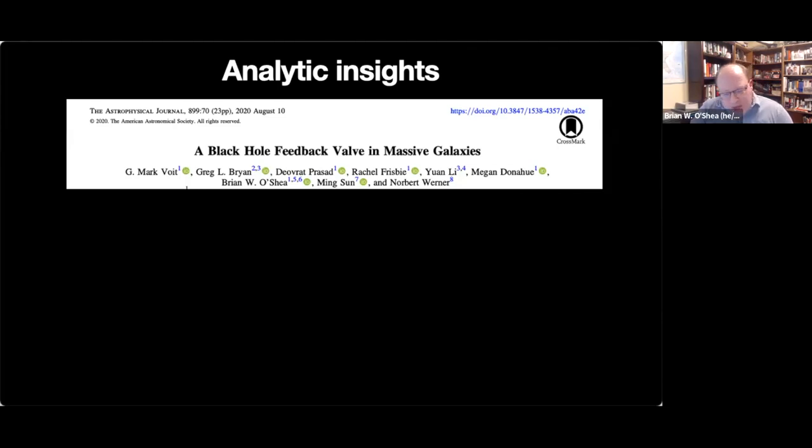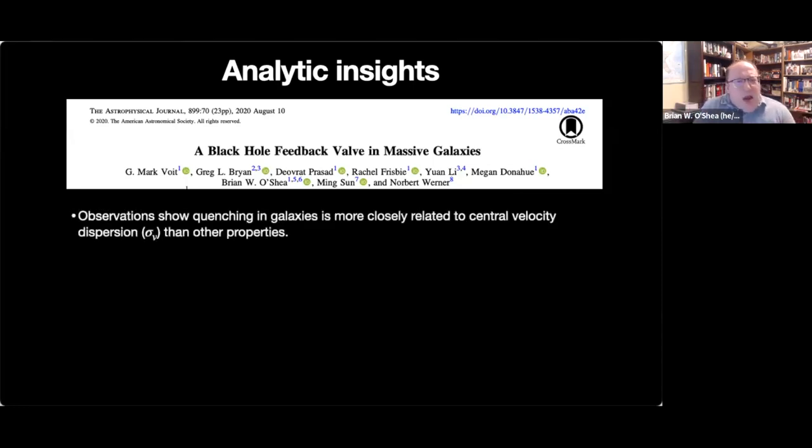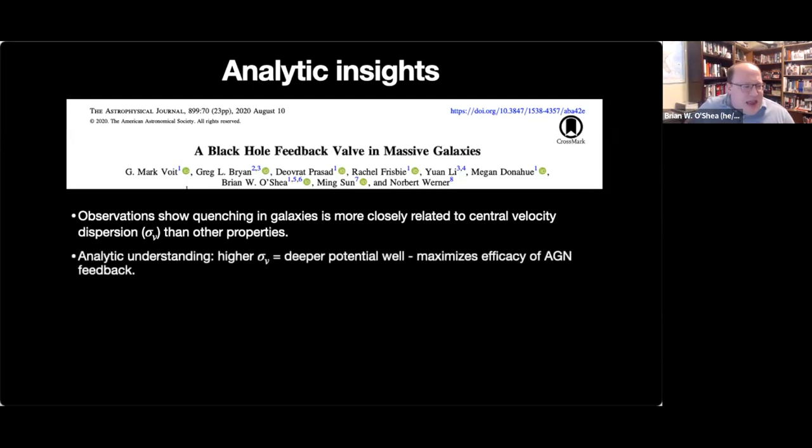And I want to emphasize that this is just looking at massive galaxies, but it applies to thinking about galactic systems in general. One of the important observations that was made was that when you look at galaxies that are quenched, the stellar mass of the galaxy is a pretty noisy indicator of quenching. What is more closely related to that is the central velocity dispersion, so the velocity dispersion of the stars at the center of the galaxy.